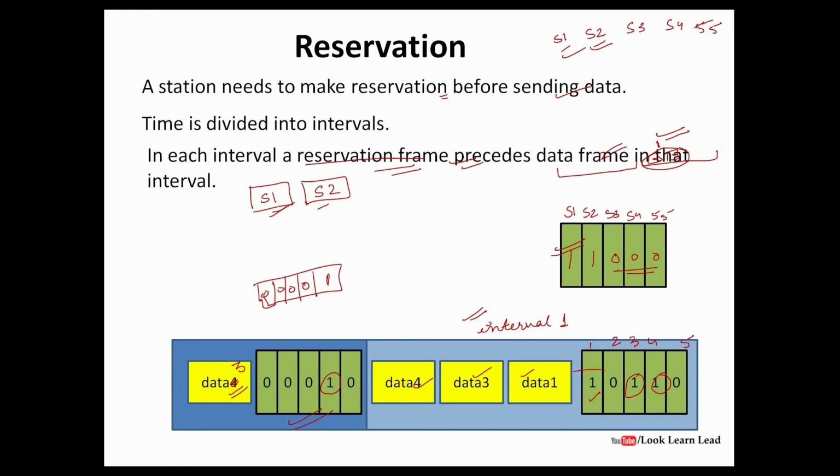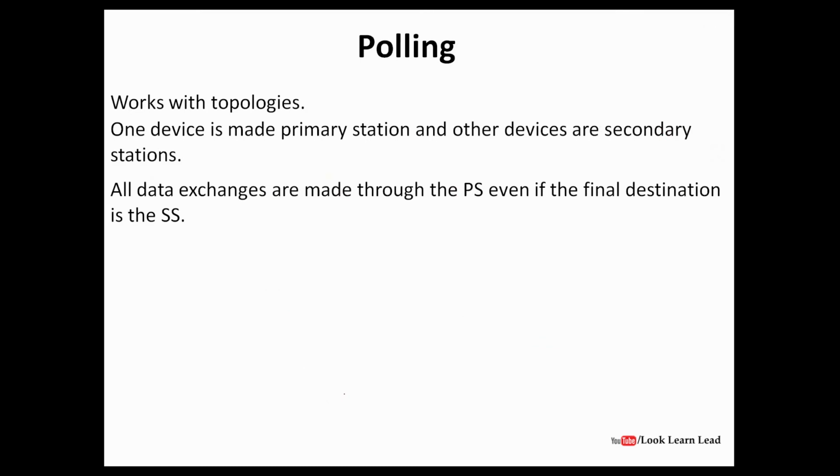Okay, is it clear? Let's move on to the next one, that is polling. Now what is polling? Polling works with topologies. Suppose we have 5 stations in polling. In this, one station is made the primary station, and the other 4 stations are secondary stations.